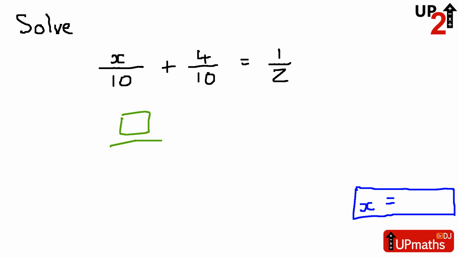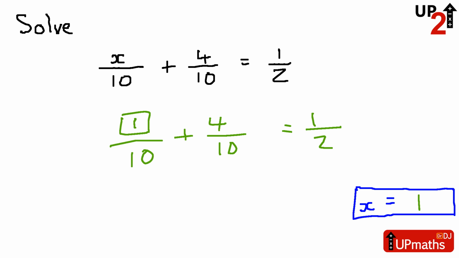Okay, something over 10 plus 4 over 10 equals 1 over 2. Bit of a trap here, making it a bit awkward. Well, the answer is actually 1. Wait, what? How does that work?